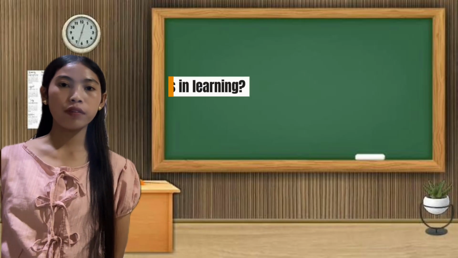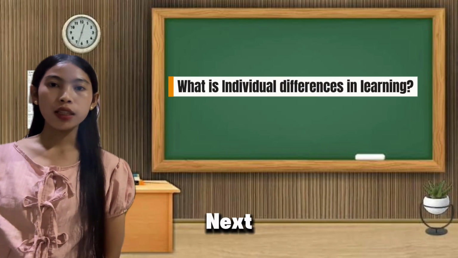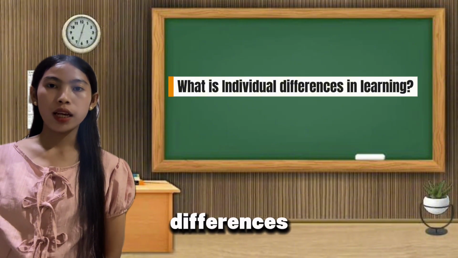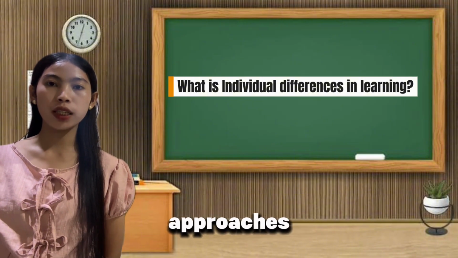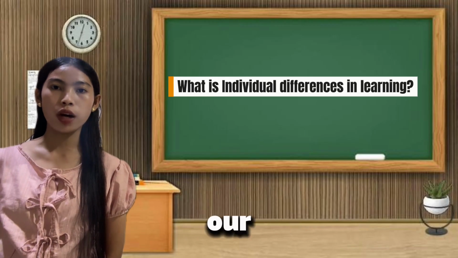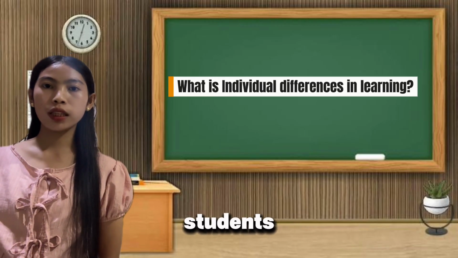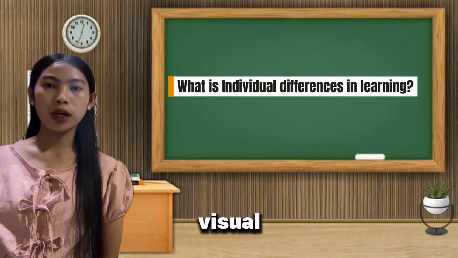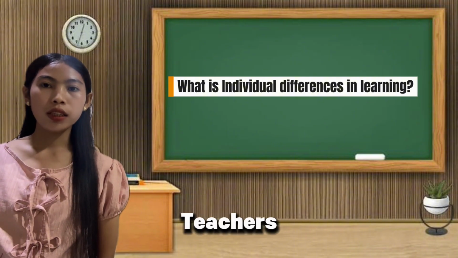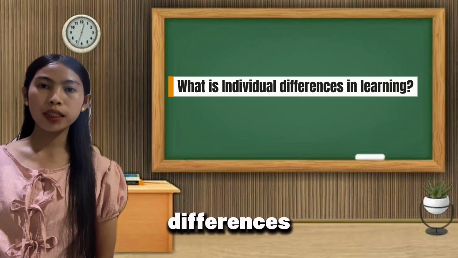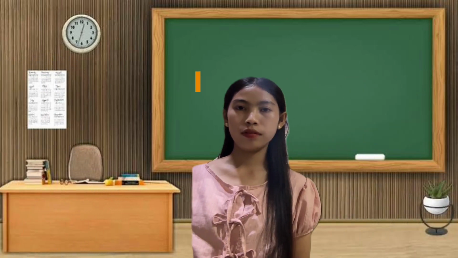Number 12 is individual differences in learning. Every learner is unique. We all have different strategies, approaches, and capabilities because of our background and heredity. For example, some students learn better through visuals, others by listening, and others by hands-on practice. Teachers need to recognize these differences and use varied methods so all learners can succeed.